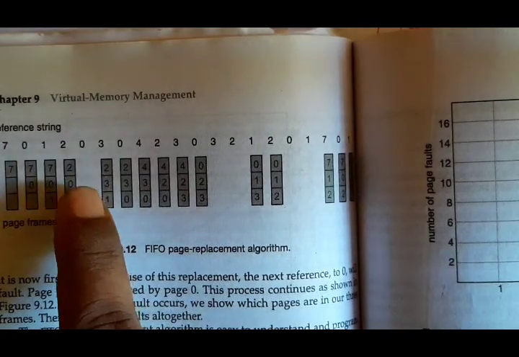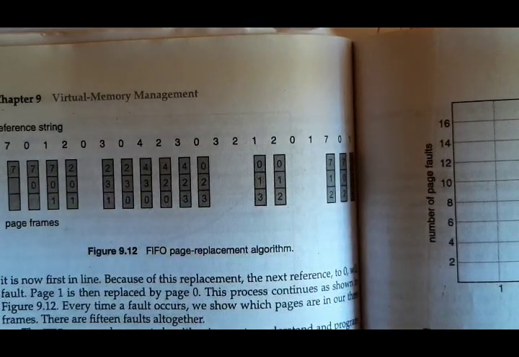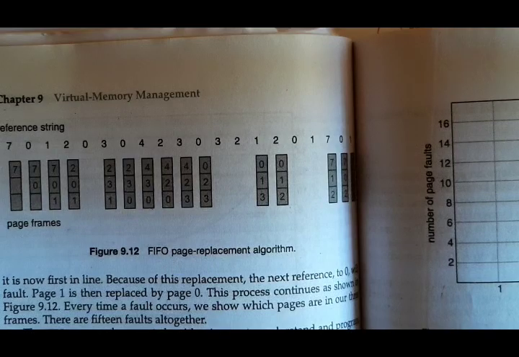How many hits are there? Page hits: 1, 2, 3, 4, 5. 5 hits are there. Clear no? So many page faults are there. It's clear no? Thank you.